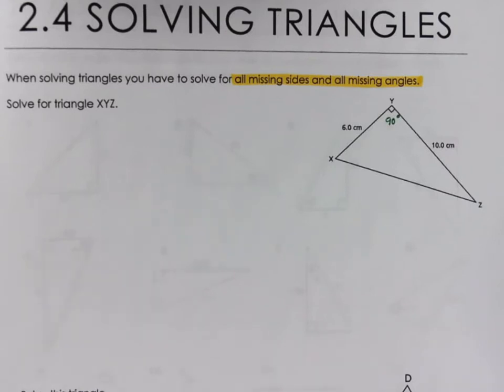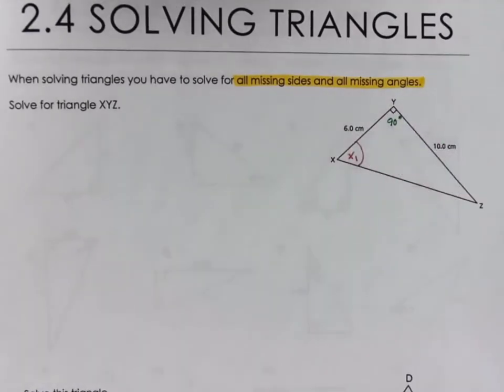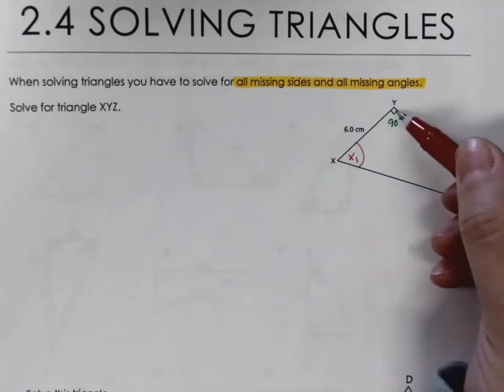Okay, so let's label our sides. I think that's going to be the most important thing. Before I start, we have to pick what we're going to solve for first. I'm going to solve for x first. You could solve for z first, no problem there, but you have to pick the angle that you want to solve for. Here's my 90 degrees.